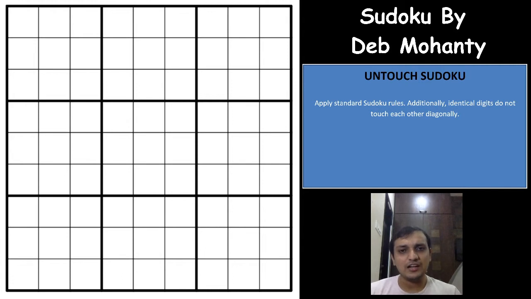Myself Ashish, and today I'll be covering a Sudoku variant called Untouched Sudoku, or it is even called an Anti-King Sudoku. The Sudoku that we'll be solving today is constructed by Deb Mohanty, an excellent author that India has ever produced. His Sudokus and puzzles are so well constructed, and he has authored many national and international championships as well. He has even contributed Sudoku and puzzles to World Sudoku Championship 2019 that was held in India, and many other online contests held on the Logic Masters India website.